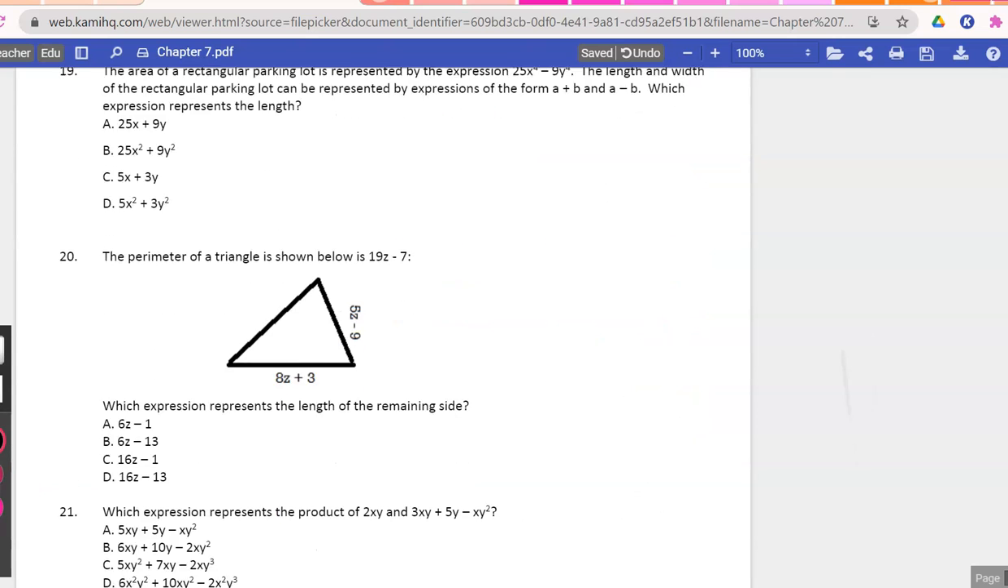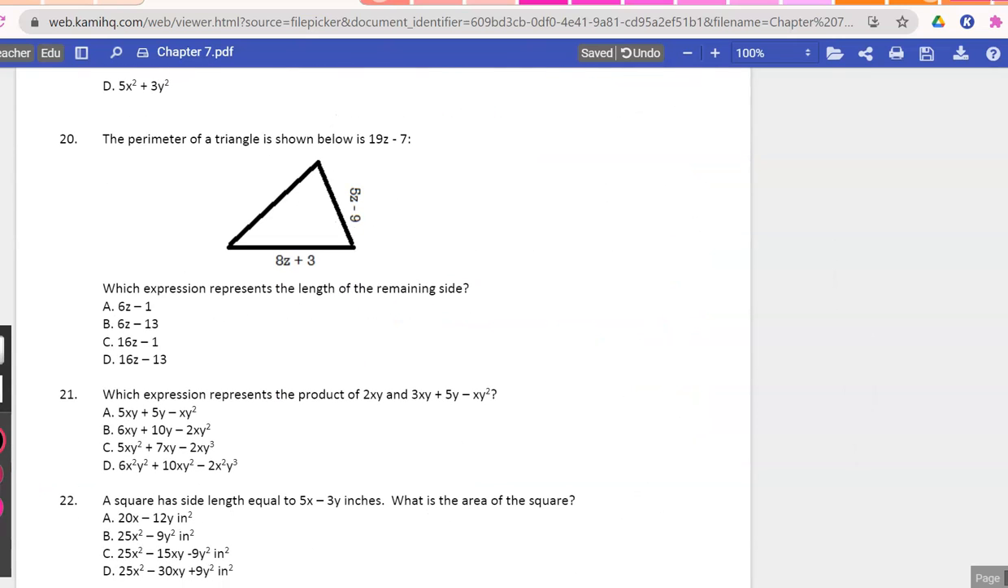Next, we're going to number 20. So you get a triangle, and they tell you the perimeter of the triangle shown is 19z minus 7. They want to know which expression represents the length of the remaining side. Remember to find your perimeter, you're adding up all your sides. So in this case, we'll call this A, this B, and this C. You know that your perimeter here, A plus B plus C, would be equal to 19z minus 7.